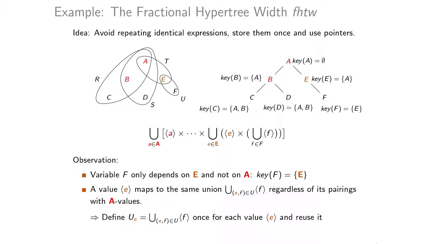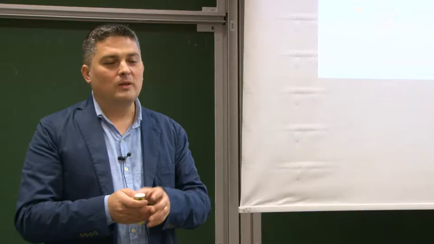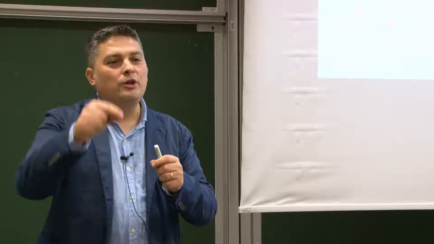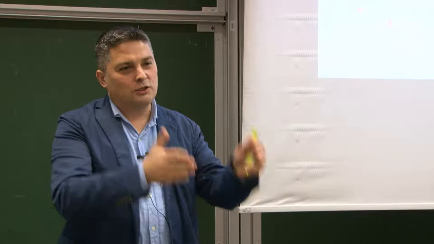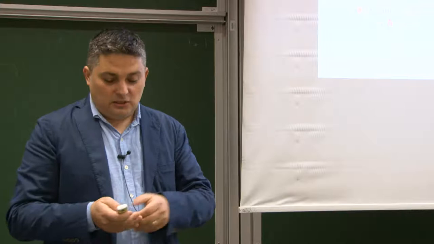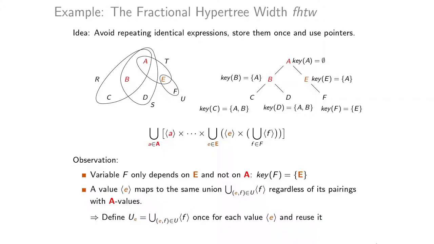And then when we stitch together our factorization, under a particular A, if we have an E, and under a different A, if we have the same E, we basically point to the same union of F values for that E. We don't repeat the union of F values for the same E under different A values, right? And that is apparent to us because we know that given an E value, A and F are independent of each other, right? So the key information we have is what makes the difference.